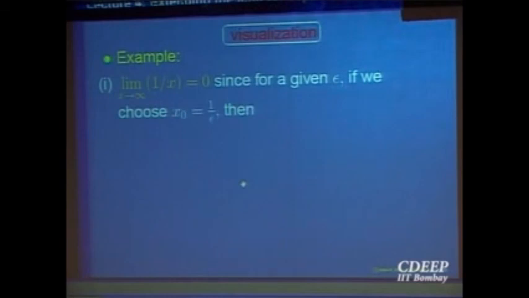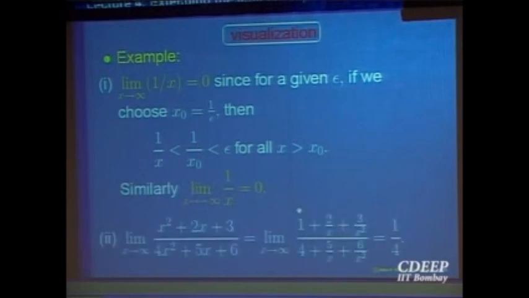I think let us forget, there is no time to show something more. Take the limit of 1 over x, x going to infinity, which is equal to 0. What is the proof? Given epsilon greater than 0, you can choose x naught to be equal to 1 over epsilon. Then 1 over x is less than 1 over x naught, which is less than epsilon, for all x bigger than x naught. So f(x) is close to 0. Similarly, x going to minus infinity is equal to 0.